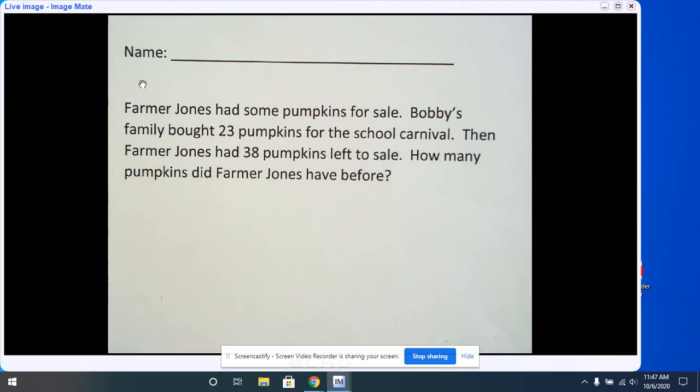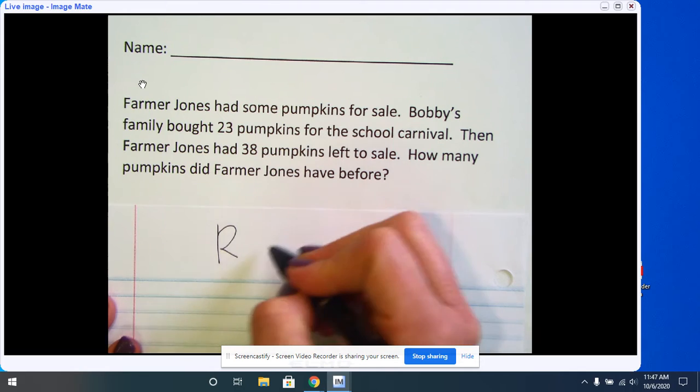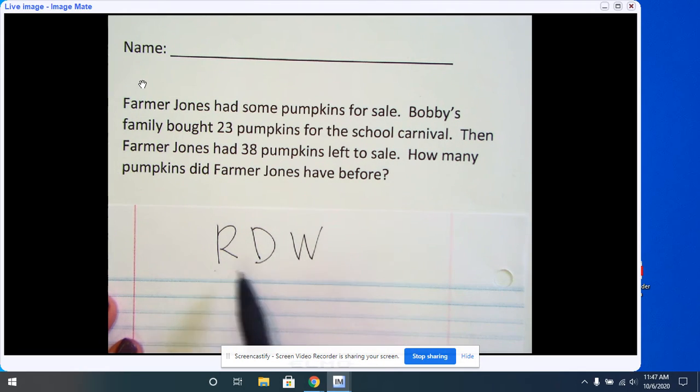All right. We talked about that a strategy to use to solve a word problem was read, draw, and write. So read the problem, draw a picture to solve, and then write a sentence to answer. All right, so let's read this problem.